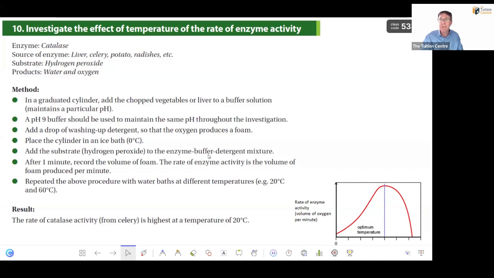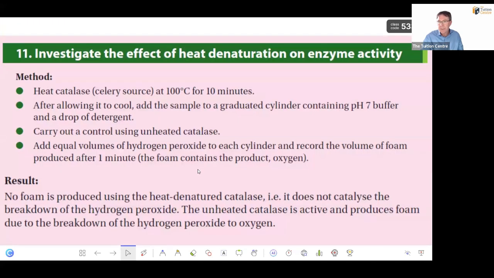You do that at different temperatures and you get that kind of graph. What's the optimum temperature? 20 degrees for catalase activity. Okay. The last thing you do then is a similar experiment, but you have to be careful with this. This is easy to mix up. You're just doing 2. And what you're checking here, the test, is what's the effect of boiling it, right?